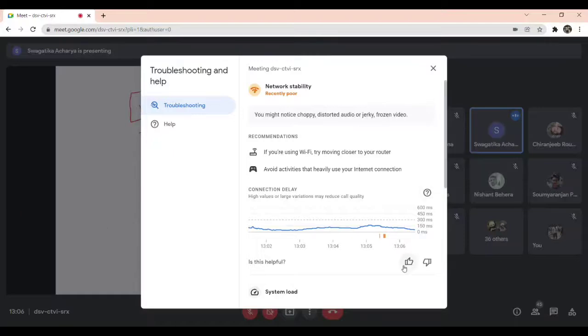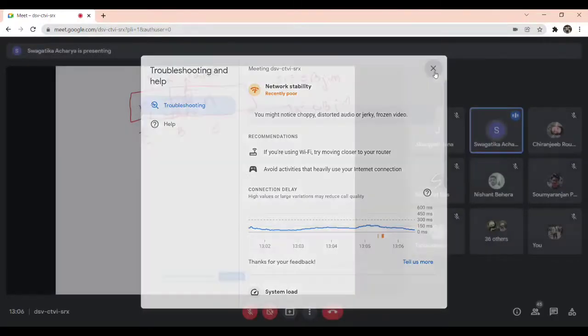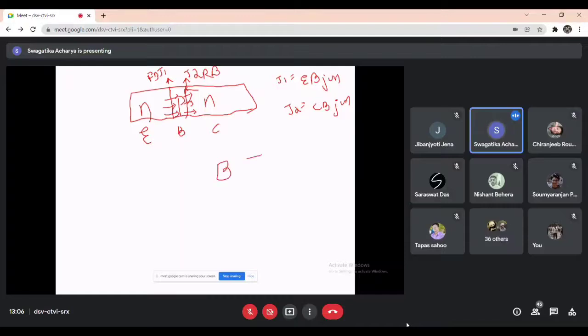Now we will see this type of transistor is called BJT. What is the full form of BJT? Bipolar junction transistor.